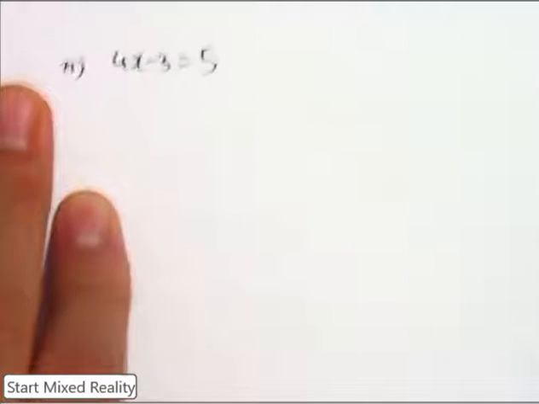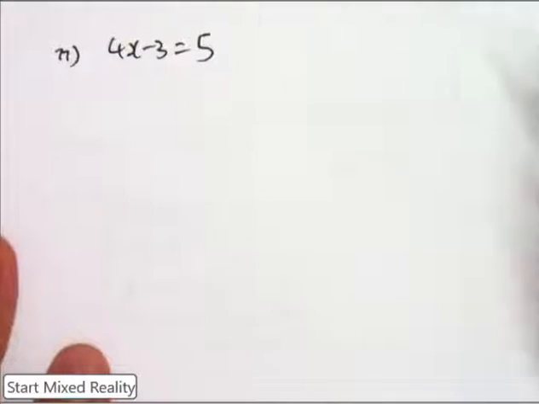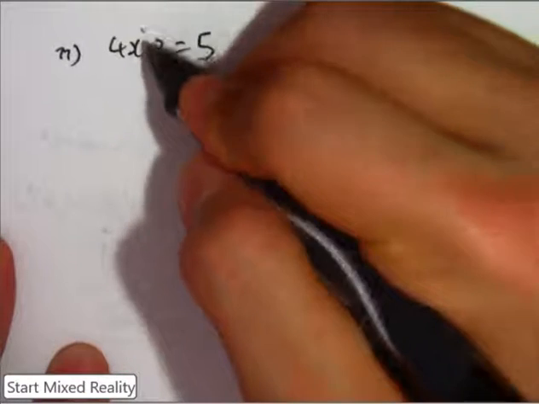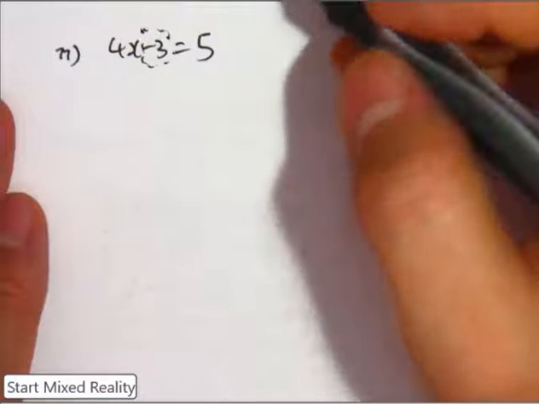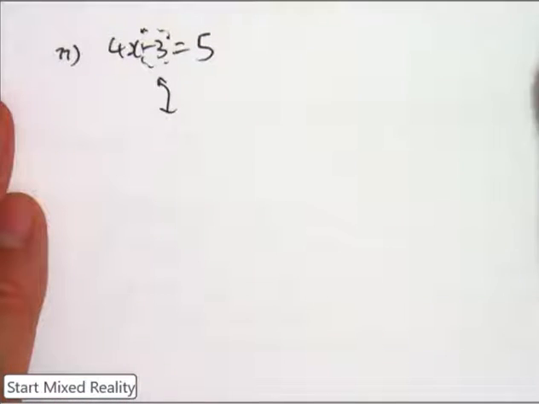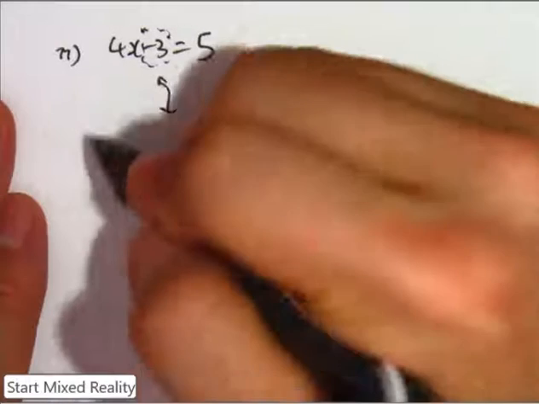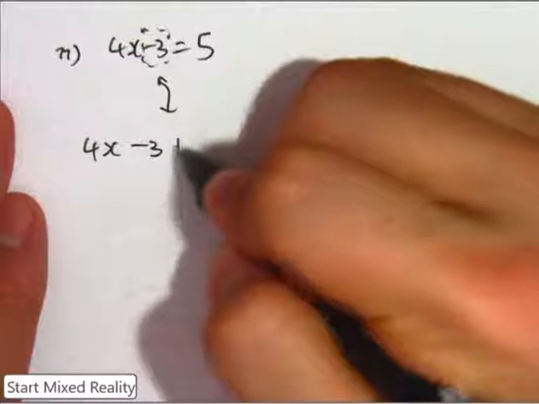So let's do that example. Again, without the model's help, we're gonna do that first. First thing first. We have subtraction going on. Opposite of subtraction is addition. So what you can do, 4x minus 3, copy the left side, plus 3.